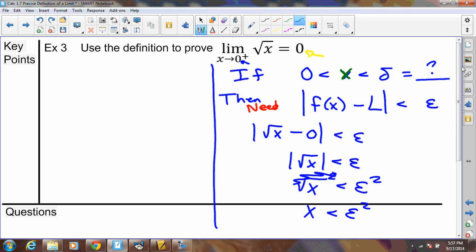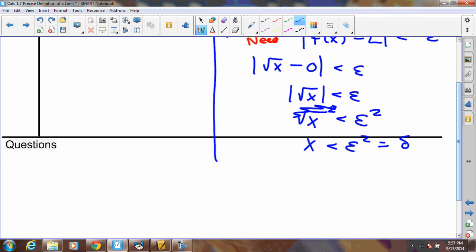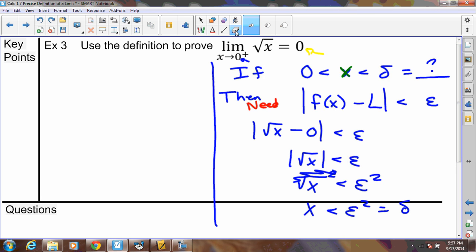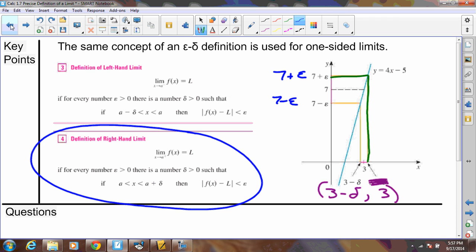Why don't we just take delta equals epsilon squared? If this is our delta value, we're all set. So let's just call delta epsilon squared. And there we go. That whole part, all the stuff that we were doing on the right-hand side, was just to figure out this one thing: what does delta have to equal? Now that we know delta would need to be epsilon squared, we can go back and write up the details like in our definition of a limit, a right-hand limit.